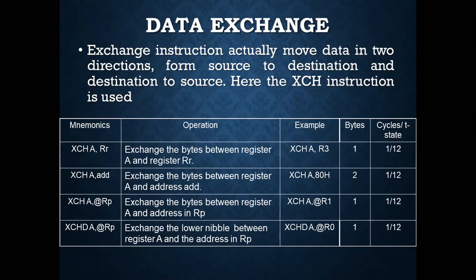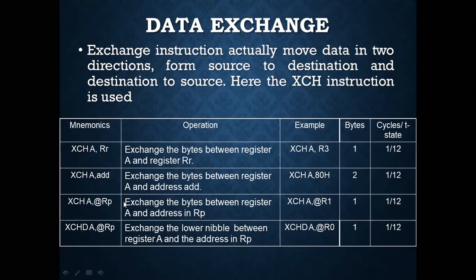Clear? Similarly, in the second one, you can see XCH A, address. That means the content of the A register will be moved into the 80H memory location. Clear? And the 80H memory location content will be moved to the A register.